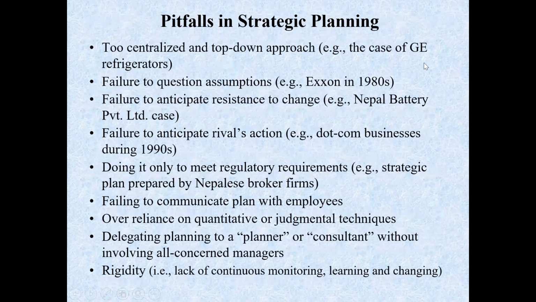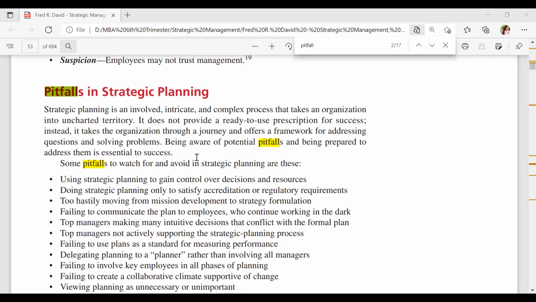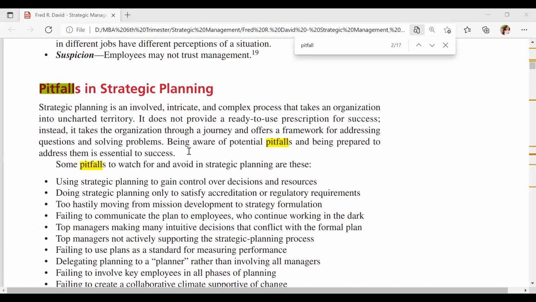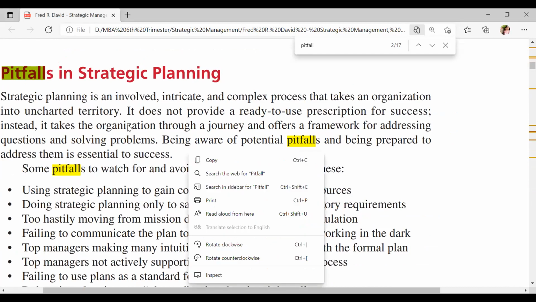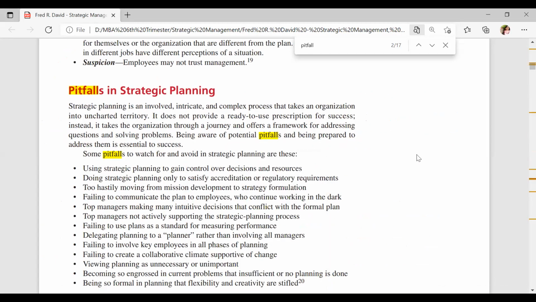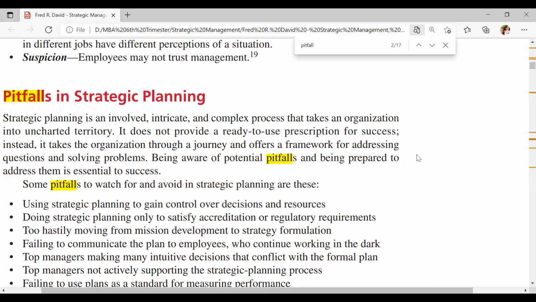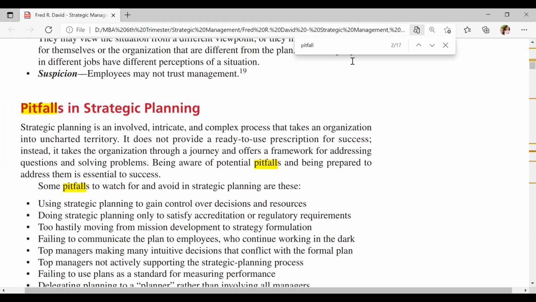So moving on to pitfalls in strategic planning. To explain pitfalls in strategic planning, I'm going to refer to Fred David's strategic management handbook. So strategic planning is an involved, intricate, and complex process that takes an organization into uncharted territory. It does not provide a ready-to-use prescription for success. Instead, it takes the organization through a journey and offers a framework for addressing questions and solving problems.